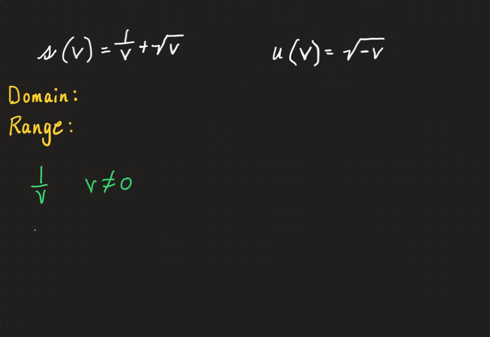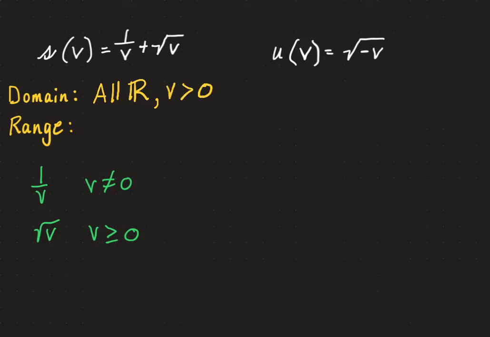Can v equal 0 under the radical sign? The square root of 0 is 0. Yes, that works. However, negatives do not work under the radical sign, so v has to be greater than or equal to 0. Since 1 over v and the square root of v are part of the same function, we have to limit the domain to all real numbers v greater than 0.